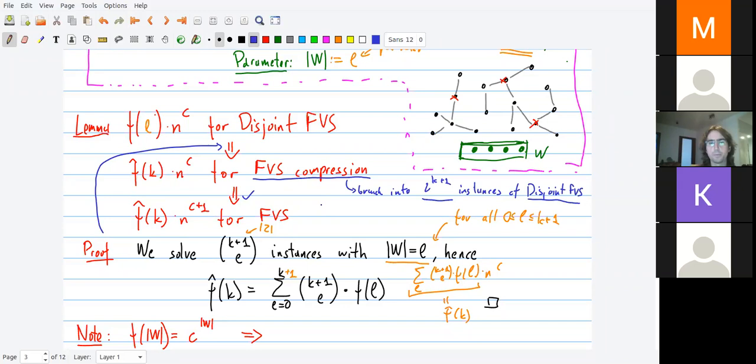But in each branch we are using the same algorithm. Yes, we will use the same algorithm for disjoint feedback vertex set that I will present later on. Okay. So this is a reduction of solving feedback vertex set compression to solving disjoint feedback vertex set. Are there any more questions? Is it clear what happens? Please put a plus one if you are on the same page.